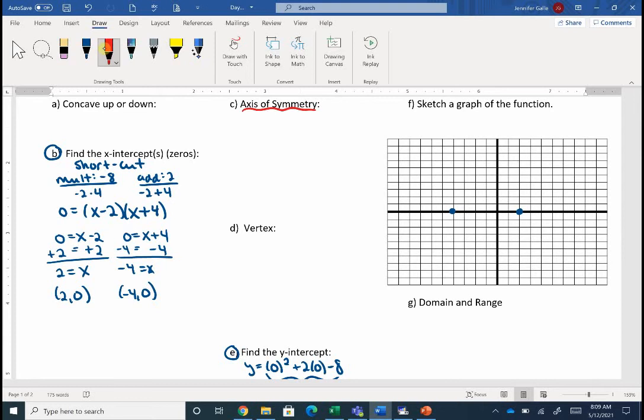So let's try it out. Somebody said -1. I'm going to put my axis there and let's see. So that axis is 1, 2, 3 spaces away from 2 and 1, 2, 3 spaces from -4. Now if you're like, whoa, wait, so I'm going to have to graph this to figure that out? You don't have to graph it. So we found our axis is x equals -1.